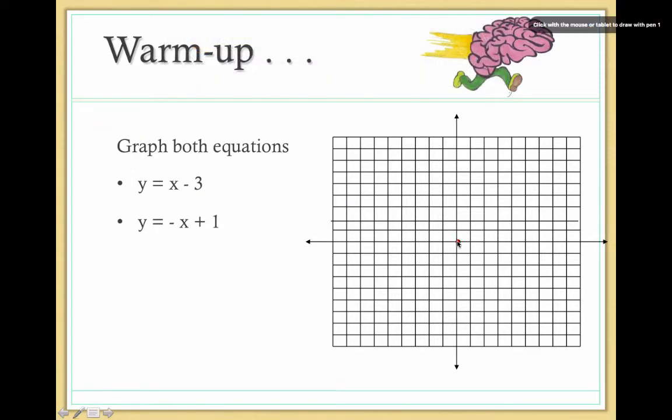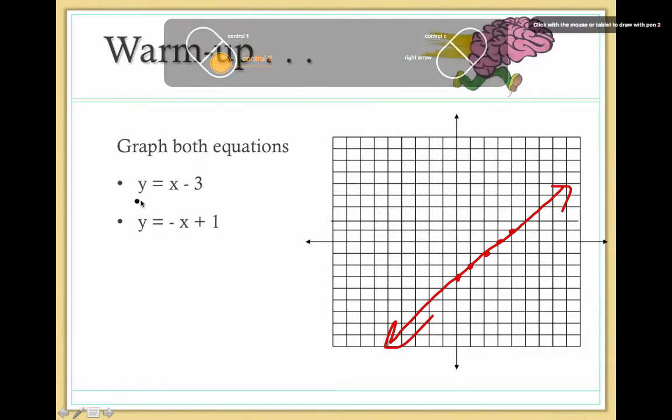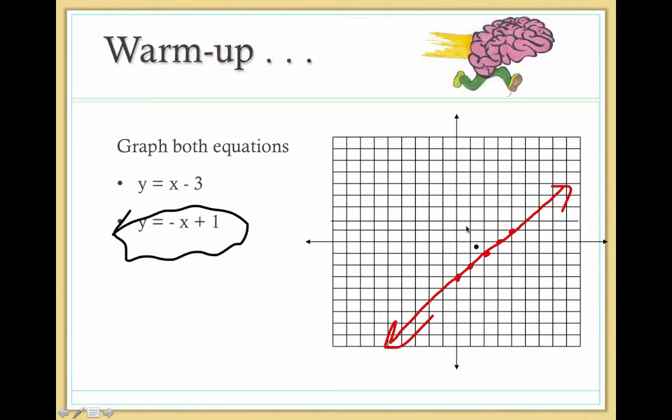First thing I'm going to do is go 1, 2, 3 down. The y-intercept is -3. Slope of 1: up 1, right 1, up 1, right 1, up 1, right 1. And I connect my dots, and I do the best I can to find all my points. Then I'm going to graph this one next with a slope of -1: down 1, left 1, down 1, left 1, down 1, left 1. And we graph that one there.